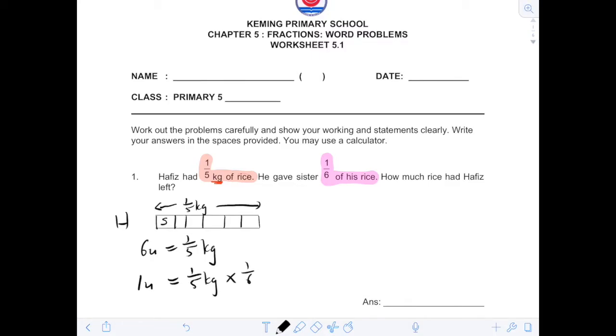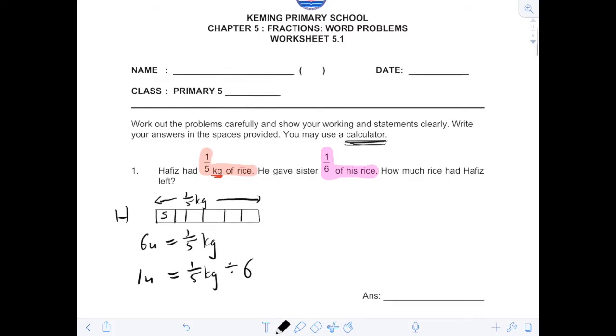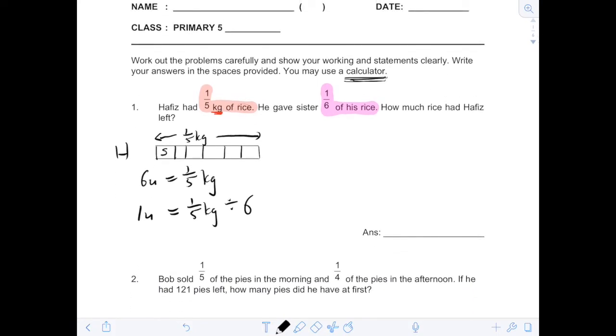Now actually this portion here is a division. But for primary 5 you haven't learned how to take a fraction and divide it by a number. So for this case, because you can use a calculator, see I'm underlining it over here, just press a calculator. Don't worry about the working. And here actually you'll be getting 1/30. So this should be 1 unit.